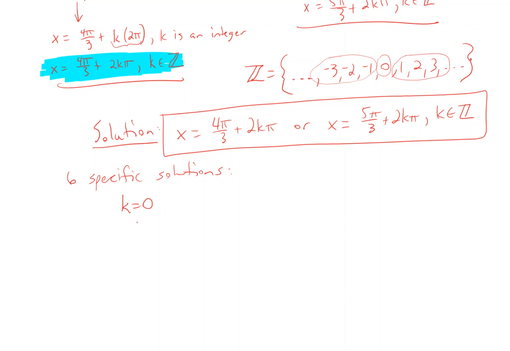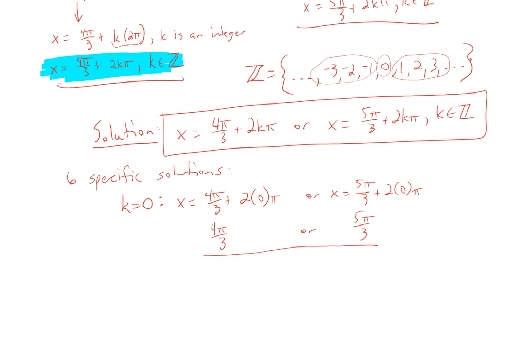So if k is 0, then we get x equals 4 pi over 3 plus 2 times 0 times pi, or x equals 5 pi over 3 plus 2 times 0 times pi. And so that means you get 4 pi over 3 for this one, or you get 5 pi over 3 for this one. So there are two solutions. We need 4 more. Let's now look at if k equals 1.